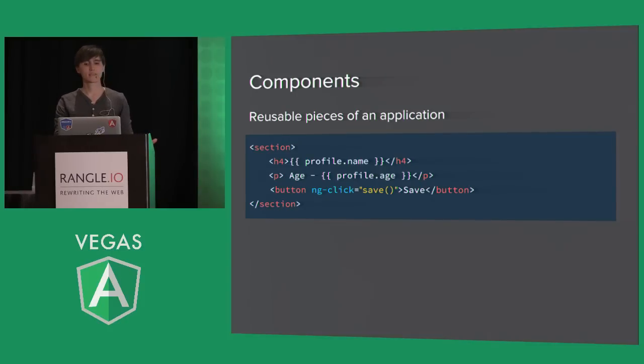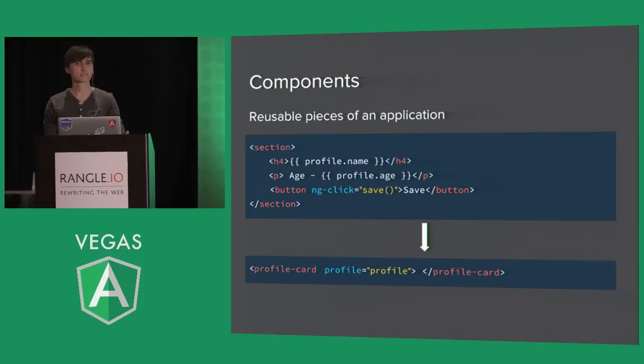So rather than do something like this, I would like something like this, where I have a custom element, and then I have a profile attribute, which I give it some arbitrary profile property, and then it spits out this section, because I don't want to keep doing it over and over again.